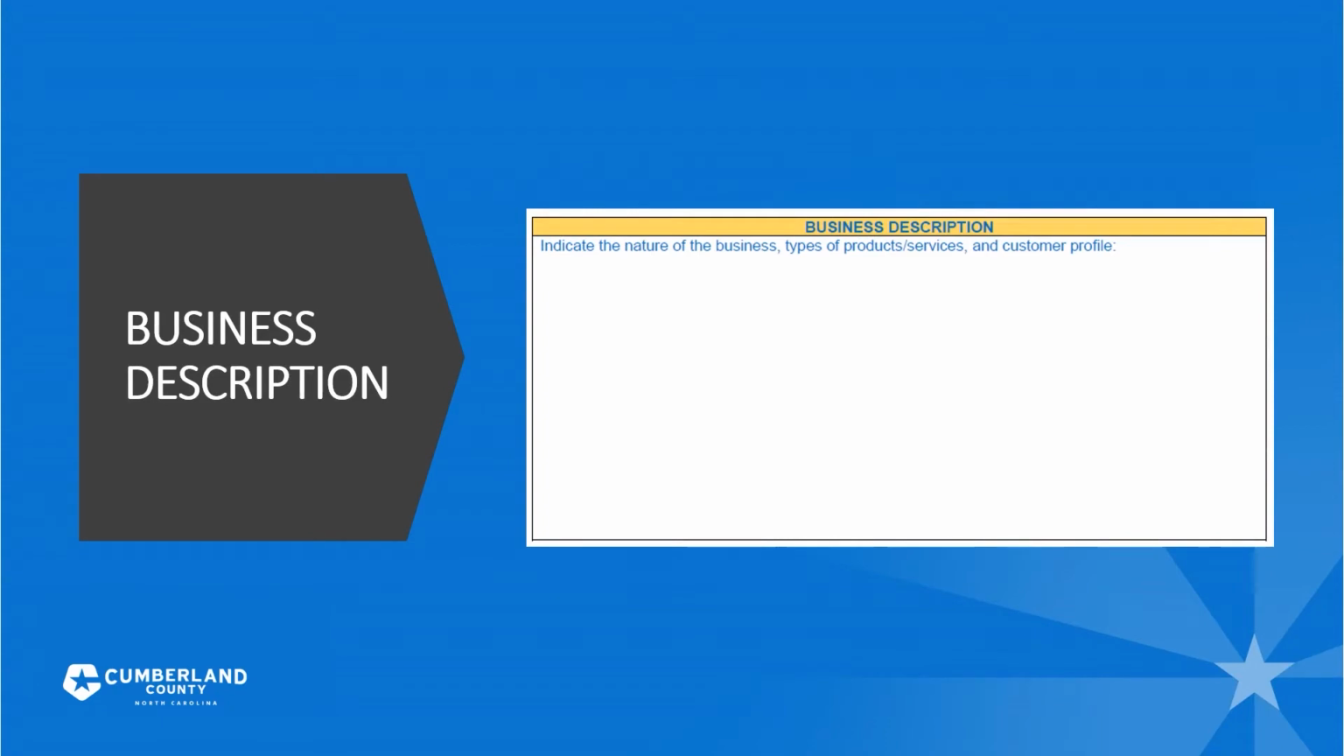In the business description section, we ask you to indicate the nature of the business, types of product services, and customer profile, because we want to know what type of business you have and what it is that you do. And this assists us in determining the public impact that your business has and helps us identify your business's place in the community.